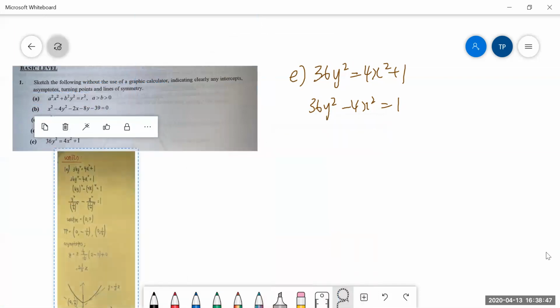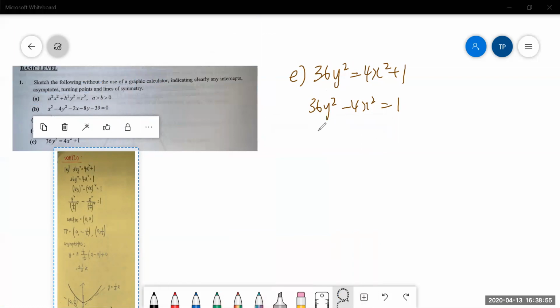Over here, because this is 36, I want to make it into y squared over 1 over 36 minus x squared over 1 over 4 equals 1. So it becomes y squared over (1 over 6) squared minus x squared over (1 over 2) squared equals 1. Why is it wrong? It's correct, right? You're saying that it's wrong, right? Something like that. Oh, because of the asymptotes.